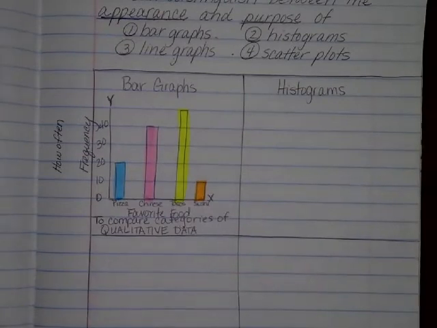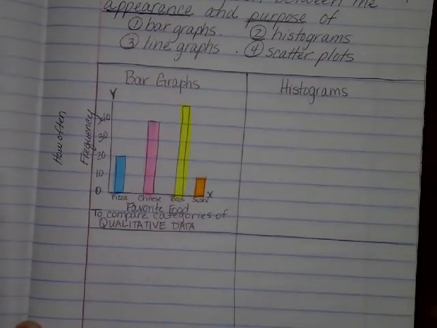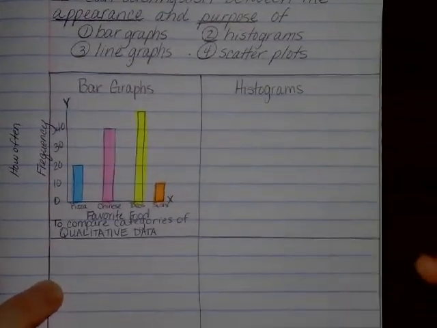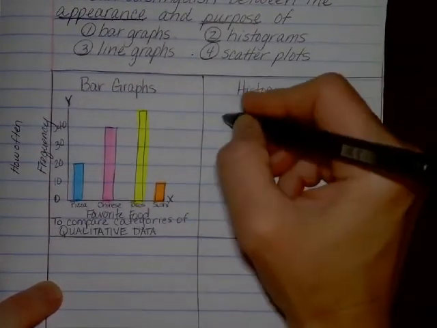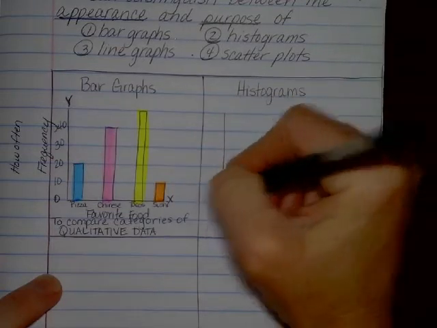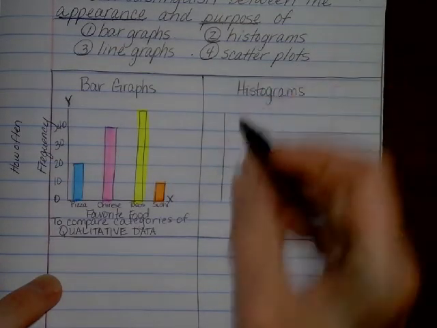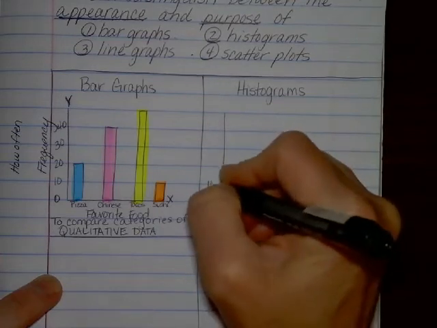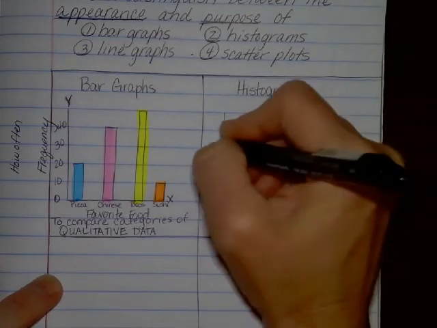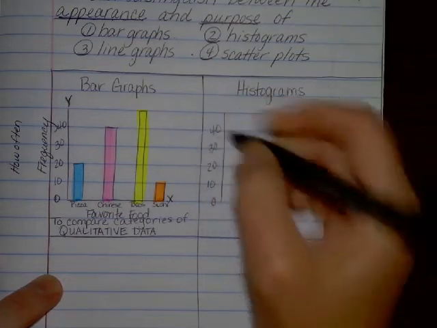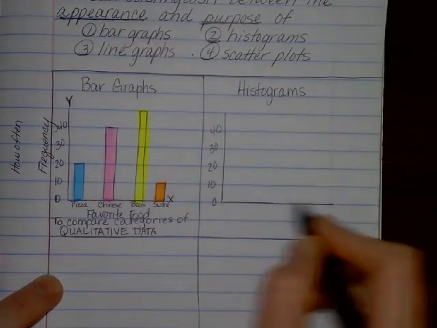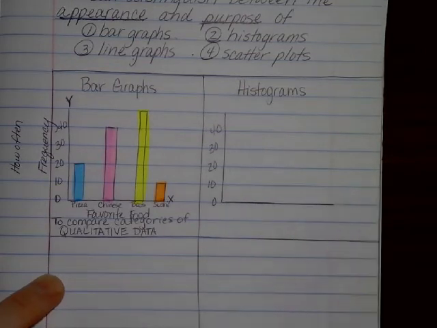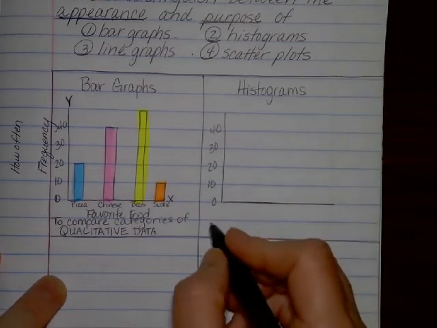So if we need to pause so you can catch up, we can do that. All right, and then a histogram. Now these are very similar. Histogram still has a y-axis. We still have frequency on the y-axis. We still have an x-axis, and it still has categories, kind of, but that's where histograms and bar graphs differ.